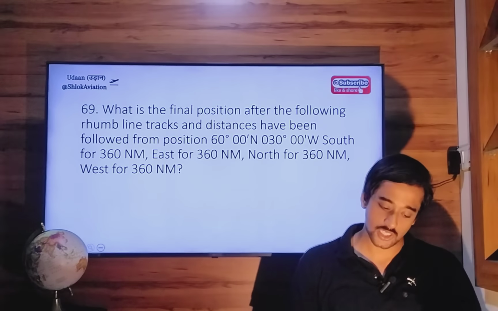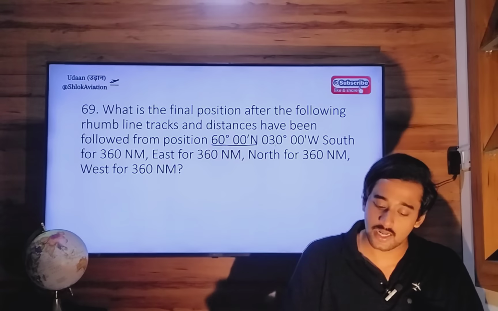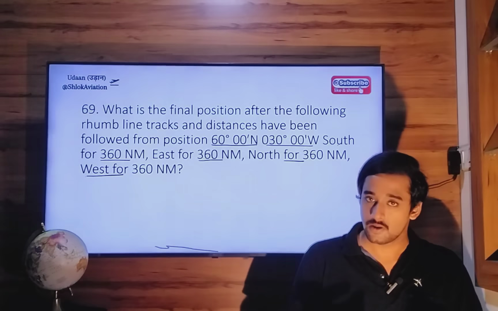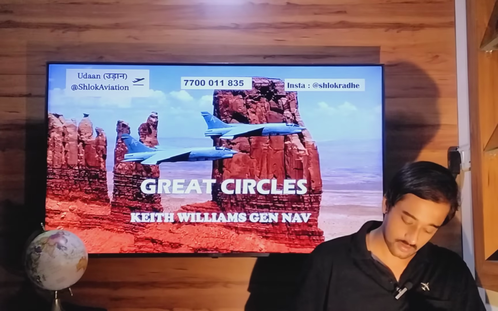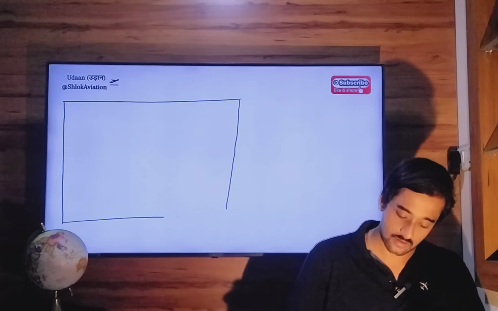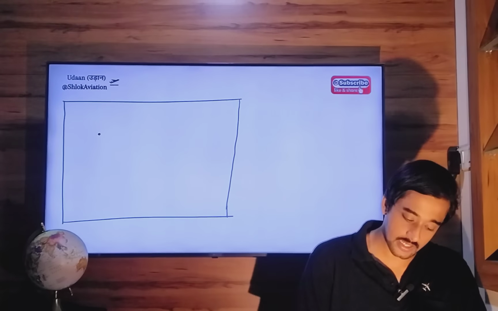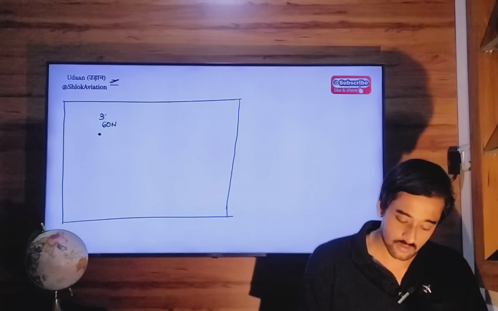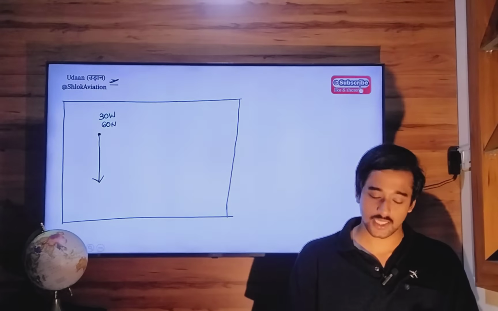69. What is the final position after following these tracks? You start from 60° north, 30° west. You fly south for 360 miles, then east, then north, back to west. Okay, so let's do it. This is your Earth. So your initial position is 60 north, 30 west, and you are flying south for 360 miles, only 360 miles.